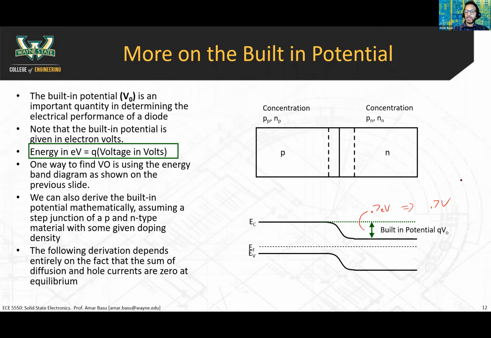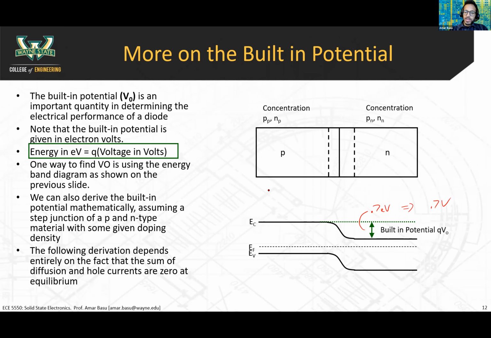Okay, now this is just a small but important detail here. The energy band diagrams show energy. So there's a difference in energy in the conduction band on the P side versus the conduction band on the N side. There's a difference in potential energy. Okay, but in the real world, we can't measure potential energies, but we can measure voltages. The energy in electron volts is Q times the voltage in volts. So this is where the convenience of electron volts comes in.